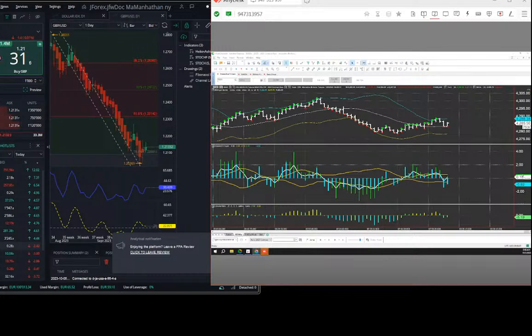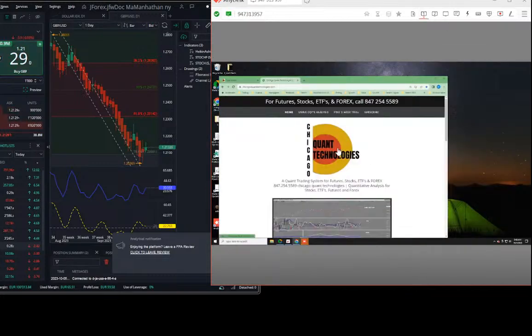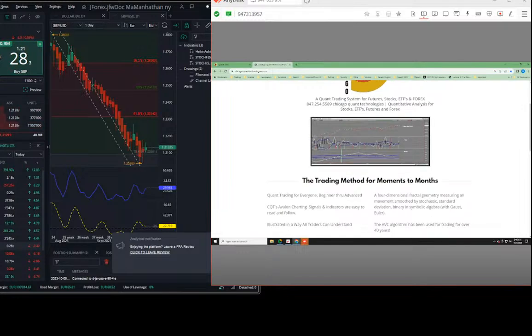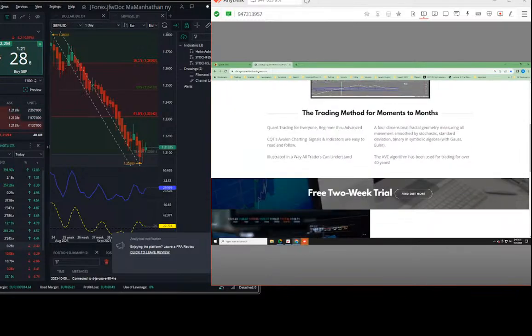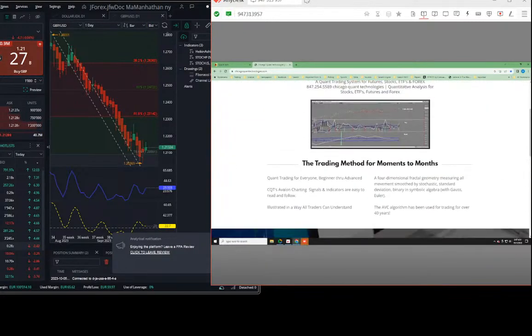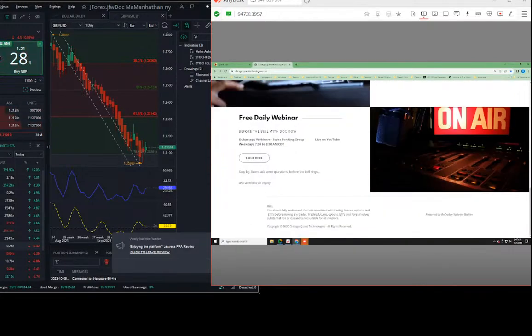Where's that mouse at? Okay, notice that it's still in a sell right there. It's trying to perk its head up. There we go. And there's our website. And I think it has examples in it. The trading method of momentum for moments to months. And I think there's different pages on it. Has a Dukascopy advertisement right here on air.